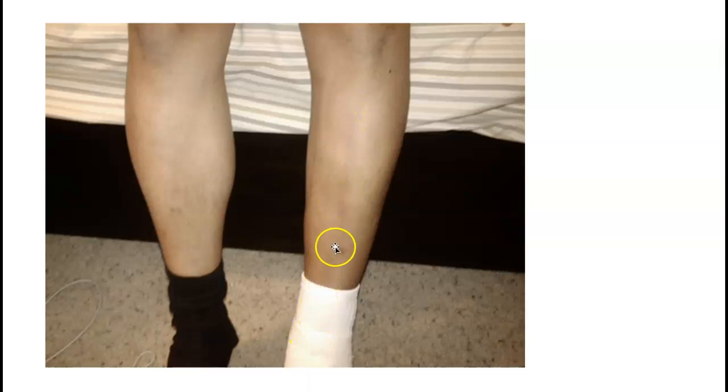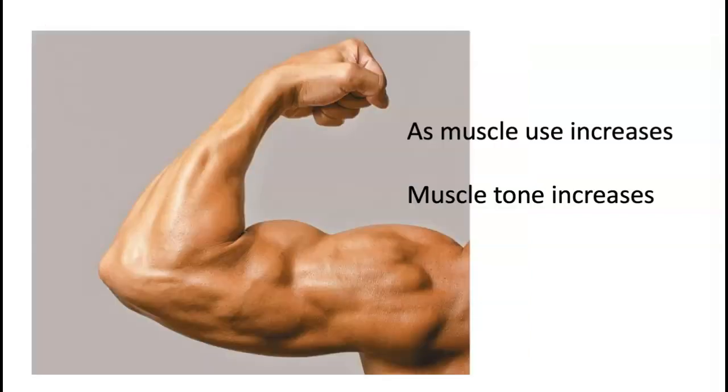Because the leg was immobilized, on this side, you can see the muscle lost its tone, and we call that muscle atrophy. And the opposite is true too. When we increase use of a muscle by playing a sport or doing a certain activity, muscle tone increases.